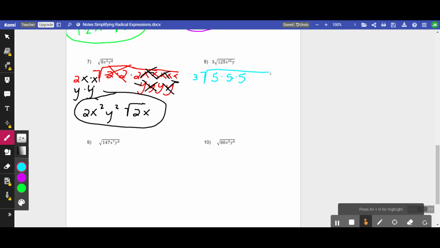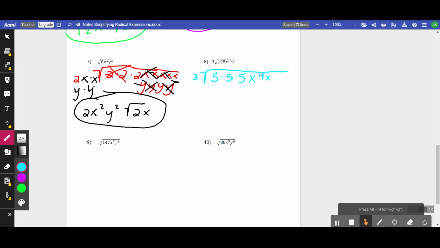And then for the variables, you'll want to be able to divide the exponent by 2. This x to the 15th, you can't. What you're going to do is rewrite it as the next smaller power that you can divide by 2. So the next smallest number from 15 that you can divide by 2 would be 14. So you're going to rewrite this as x to the 14th, and then another x here, because together, this would be x to the 15th.